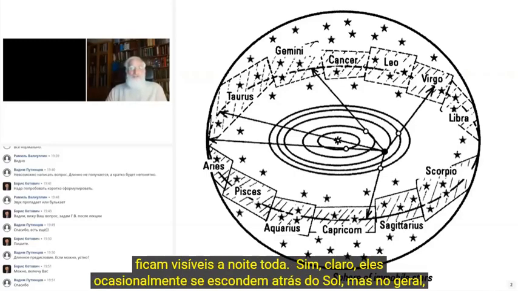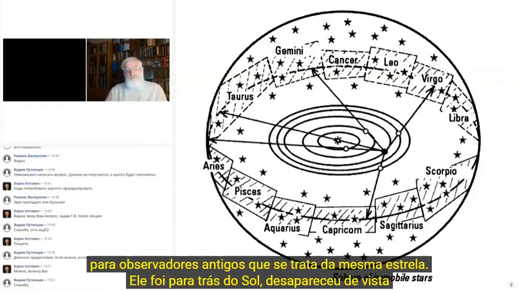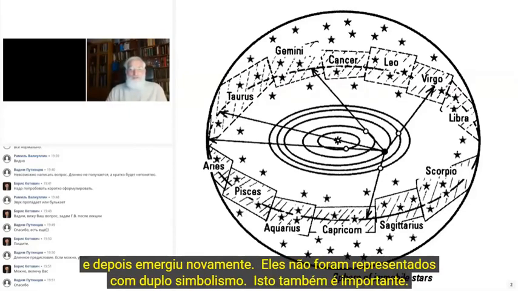The other planets are visible all night. Yes, of course, they occasionally hide behind the sun. But overall, their path is well traceable, and the fact that they sometimes disappear behind the sun was clear to ancient observers that it's the same star. It went behind the sun, disappeared from view, and then emerged again. They weren't depicted with dual symbolism. This is also important.